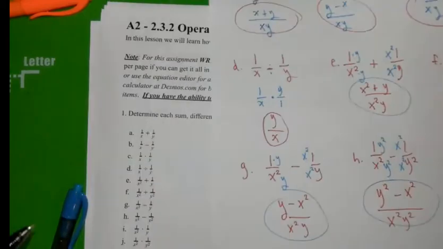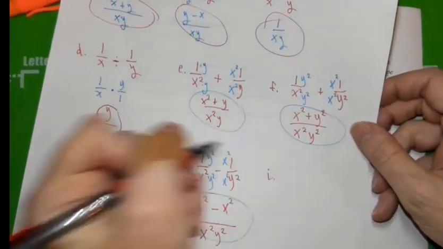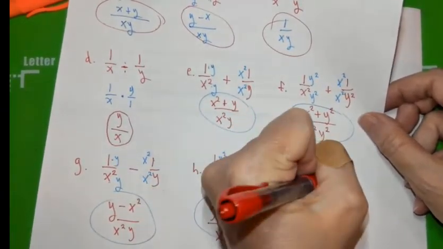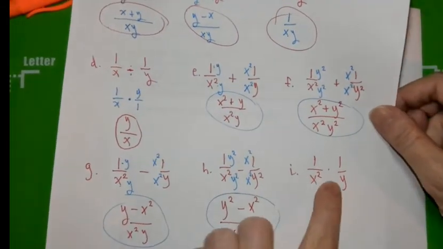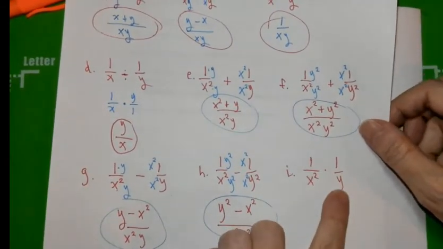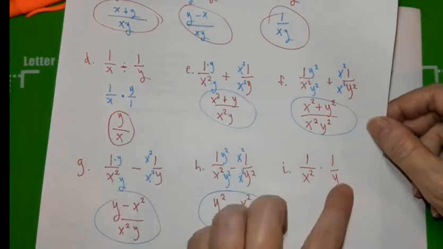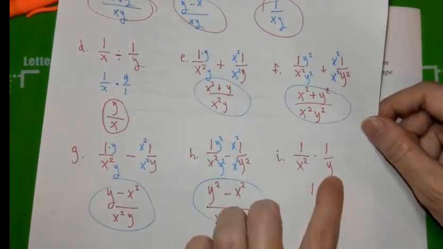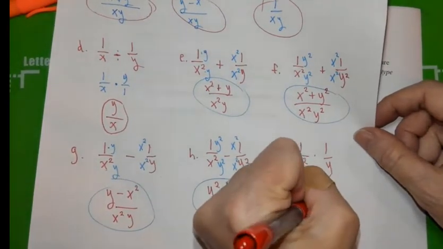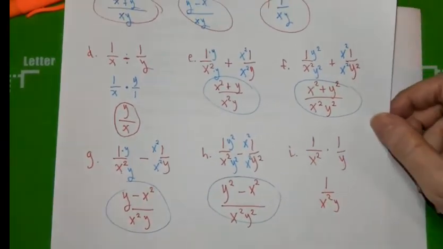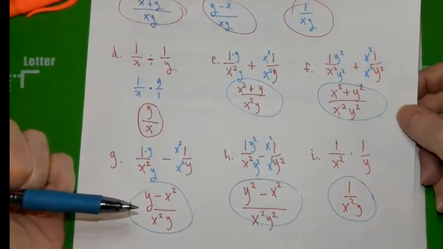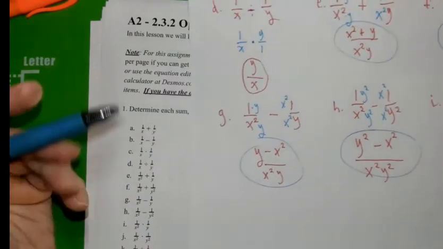All right, so let's see. The next one is I. It says 1 over x squared times 1 over y. Well, these multiplication problems sure are fun because they're really no work. You'll notice the numerators are both just 1, so you're just going to multiply straight across, 1 times 1. And the denominator is x squared times y, so you get x squared y, and that's your answer. So as you can see, multiplication is a lot less involved and a lot simpler. Let's go to J.